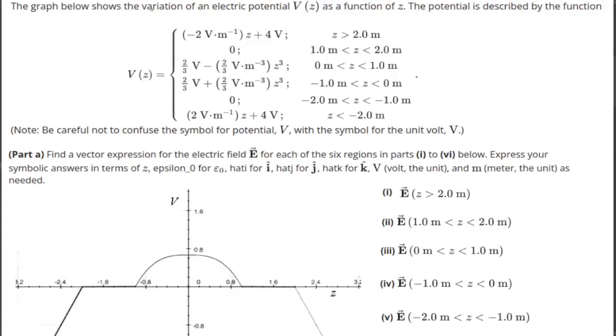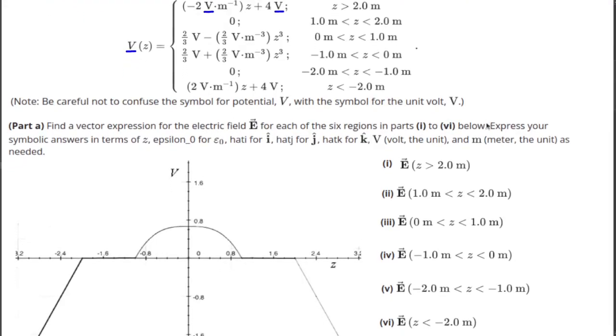The graph below shows the variation of an electric potential as a function of z. The potential is described by the following piecewise continuous function. And in these expressions, V is the unit of volts, and don't confuse this with the symbol for the potential function. Now in part A, find a vector expression for the electric field for each of the 6 regions in parts 1 to 6 below.